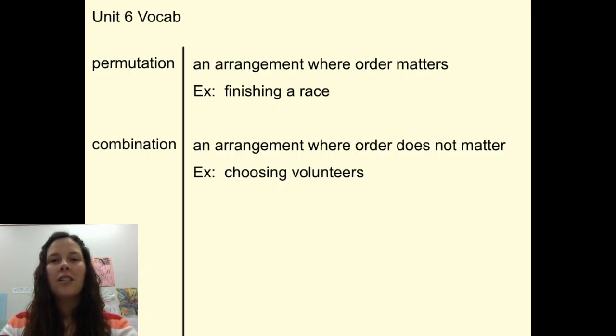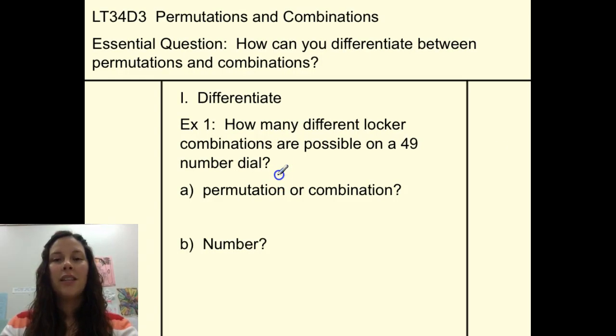A combination is an arrangement where order does not matter. For example, if you're buying clothes, it does not matter which order you put them on the counter, you go home with the same clothes. All right, so in this lesson, we're going to take a look at several different examples. The first thing that we need to do is decide whether or not it's a permutation or a combination, and then we can use the formula to evaluate how many different options we have in each case.